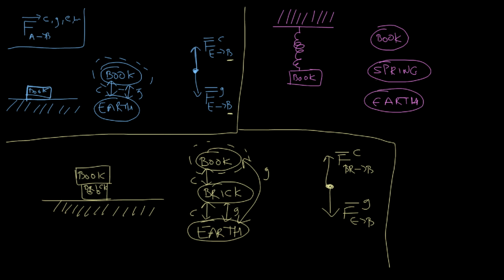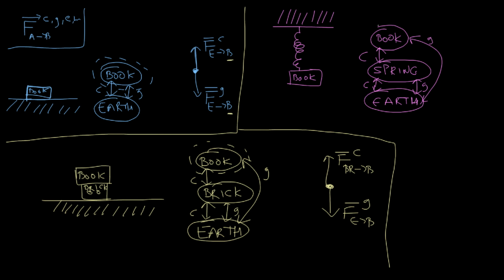Now, the earth via the ceiling is in contact with the spring, so I have this contact interaction. Now the spring is in contact with the book, so there is a contact interaction there, and the earth has a gravitational interaction with both of these. So I have a gravitational interaction with both, and I will neglect the gravitational interaction between the book and the spring.